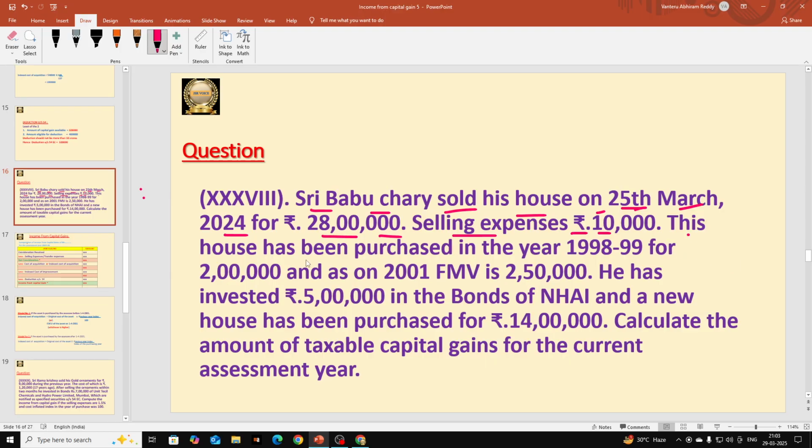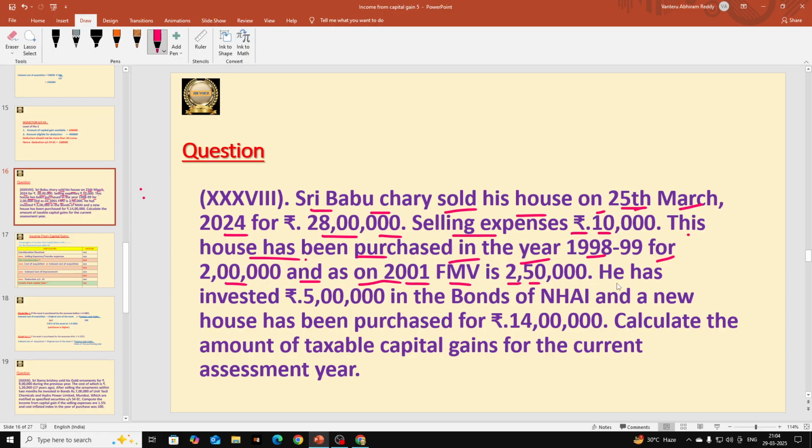And this house has been purchased in the year 1998-99. He purchased this house in which year? In the year 98-99. So this is before 1-4-2001. Okay, so note this point. He purchased this house before 1-4-2001. For how much price did he purchase? For 2 lakhs rupees. This is the purchasing price. And as on 2001, FMV, fair market value on 2001 date, that is 2,50,000. This is useful for the formula, students. You will come to know while calculating indexed cost of acquisition.